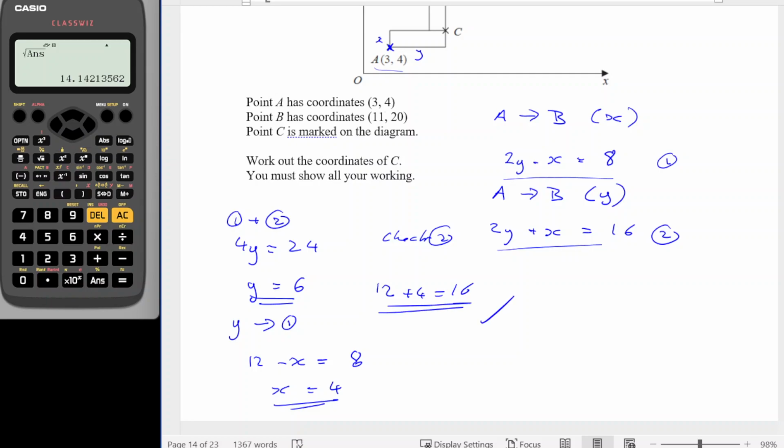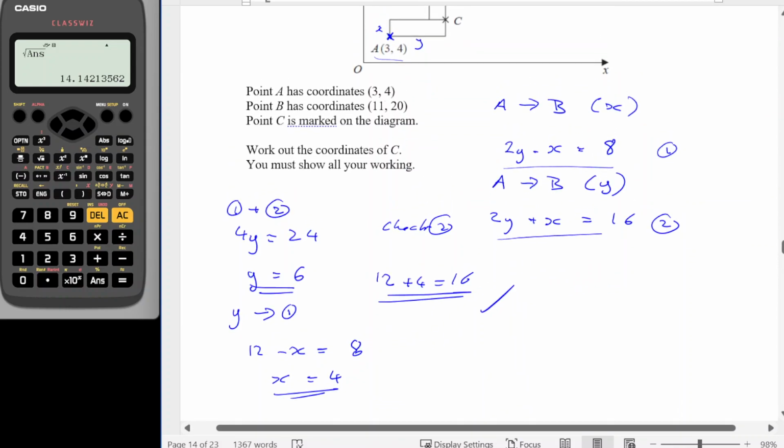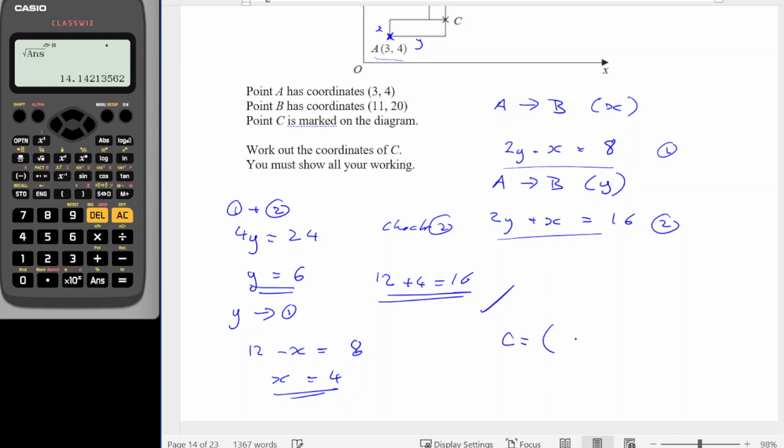So that's not quite the question finished. The question asked us for the coordinates of point C. The coordinates of point C are going to be 3 plus y, so 3 plus 6, comma 4 plus x. So it's going to be 9, 12. 9, 8, sorry.